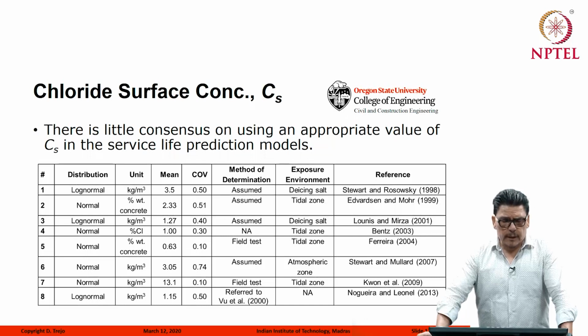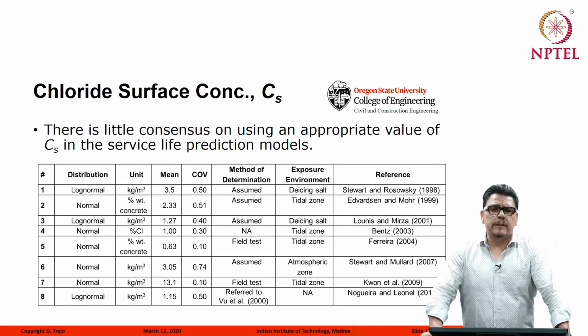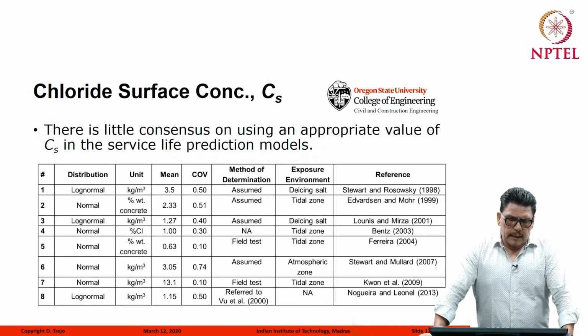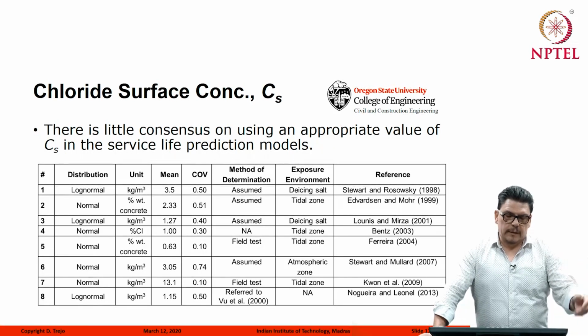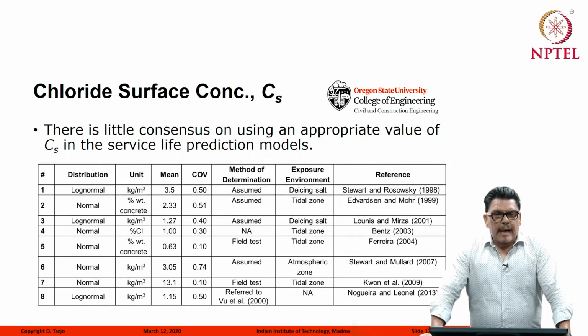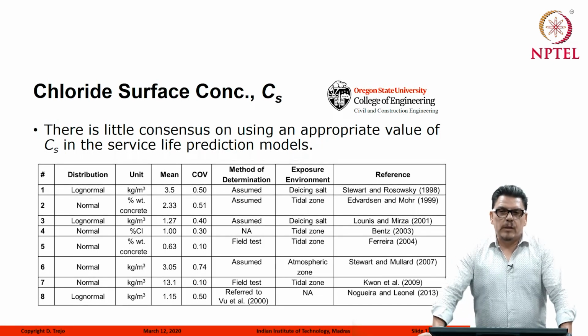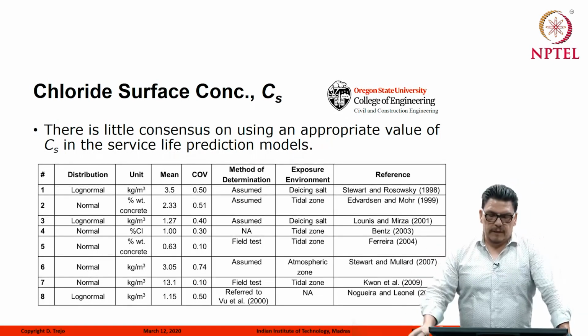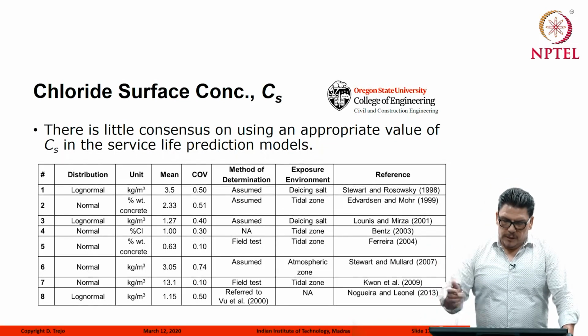If you look at the literature, you can see there's a wide range of assumptions on these different surface chloride concentrations. There's a wide range of distributions, a wide range of units, and a wide range of mean values and coefficients of variation. There are different ways they've determined these values. Some of them they've assumed, some of them they've measured. But when you do this, it actually increases the variability of the model output. And so you can see there we have a wide range.